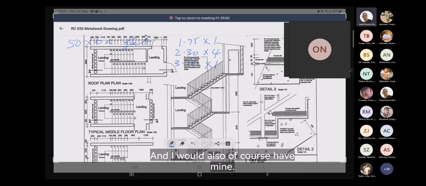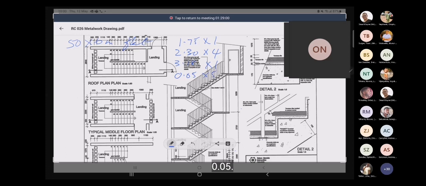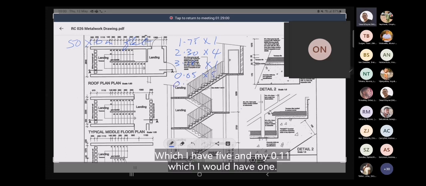And I would also, of course, have my 0.05, which I have 5, and my 0.11, which I would have 1.